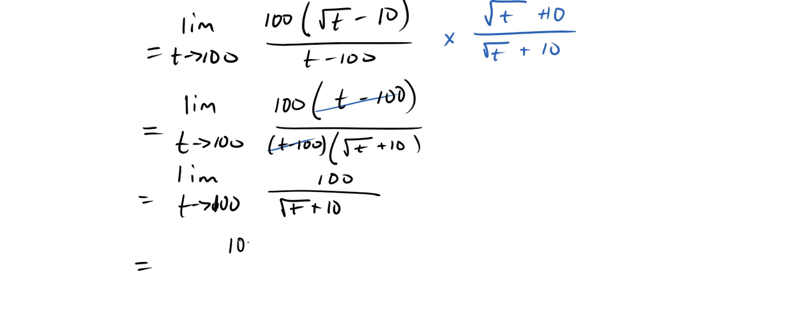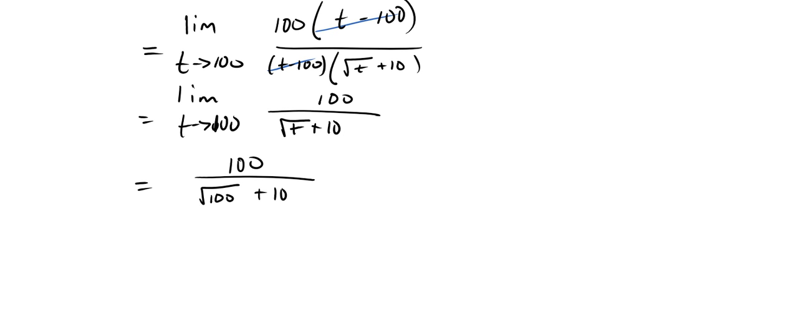And I get 100 over the square root of 100 plus 10. So the square root of 100 is 10, plus 10 is 20. This is 100 over 20, which is 5. And if we go back to the original question, it said the value of a postage stamp is modeled by the square root function we worked with, t is time in years, determine the instantaneous rate of change of the value of the stamp at 100 years.